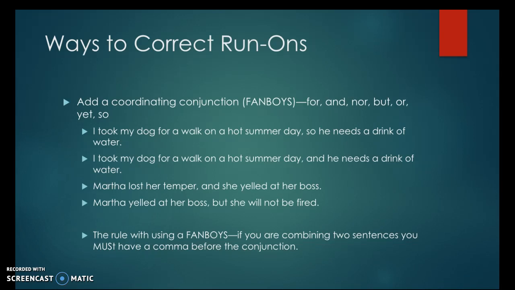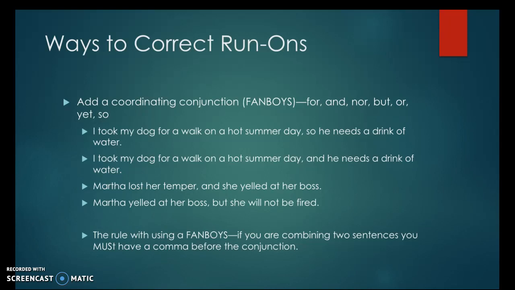So if you look at your first example, I took my dog for a walk on a hot summer day, comma, and, so that's one of our FANBOYS, he needs a drink of water. So it signals a relationship between those two sentences. So using a coordinating conjunction, all of those words, for means because, and signals an addition, nor signals kind of a contrast, as does but, or we kind of have that choice. Yet is a cause and effect, as is so. And so each of those words function differently, but they show a connection between those sentences.